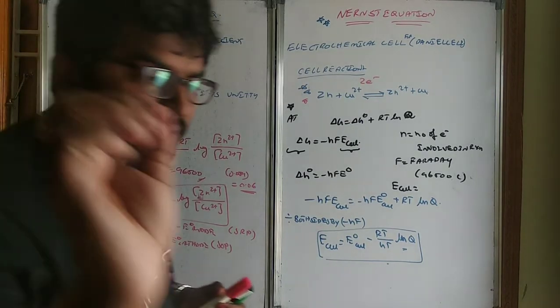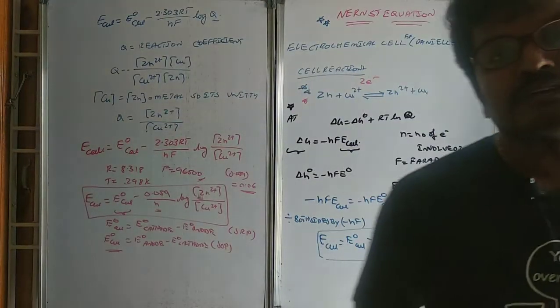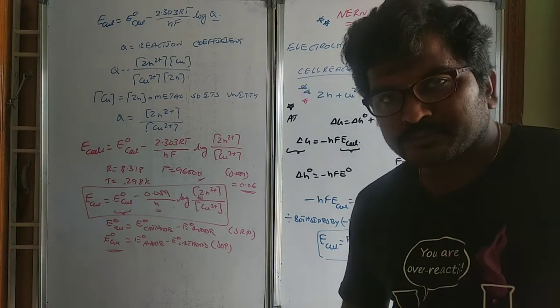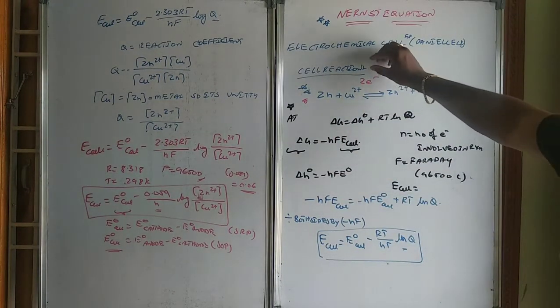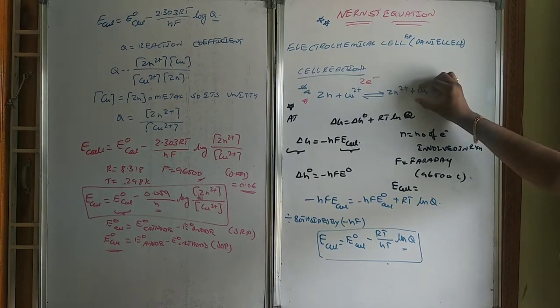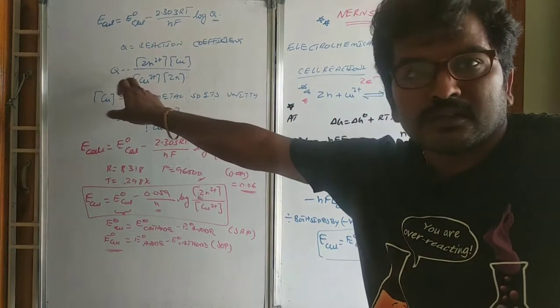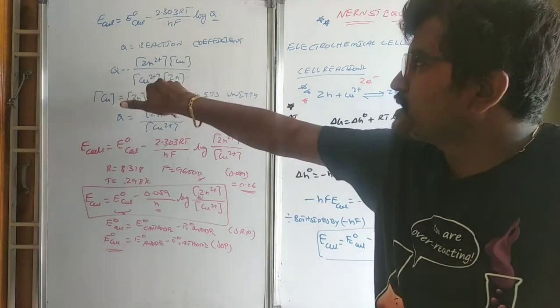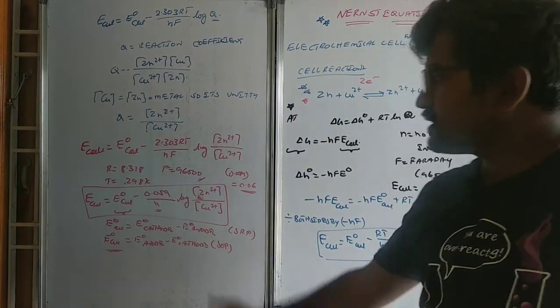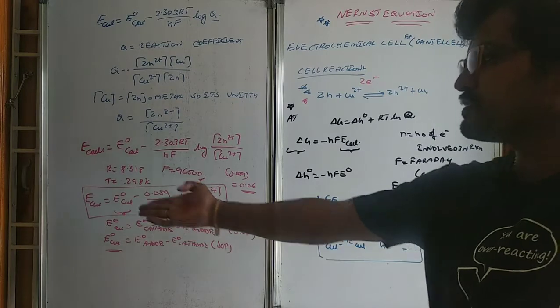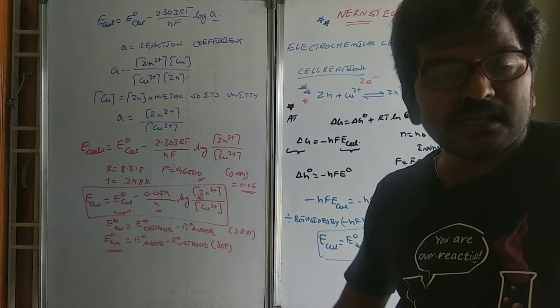So like this we can derive the Nernst equation for a cell. Whenever they give you any cell, write the cell reaction. For the cell reaction, write the Q. You know very well how to write the Q, products concentration by reactant concentration, and substitute them into this one. You will get the Nernst equation easily.